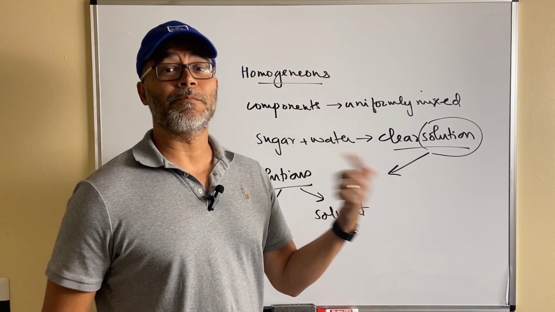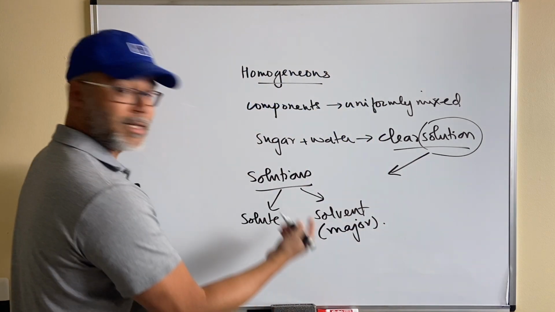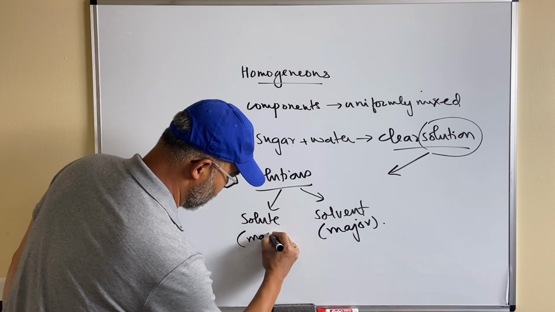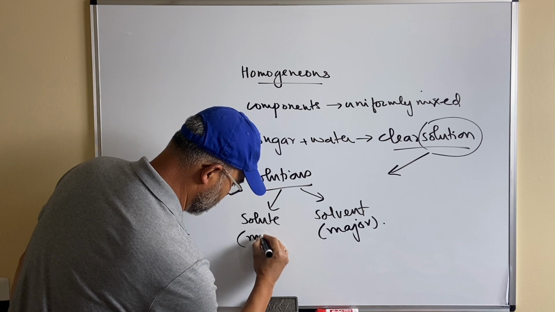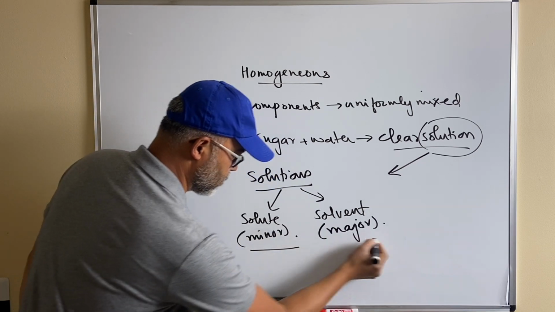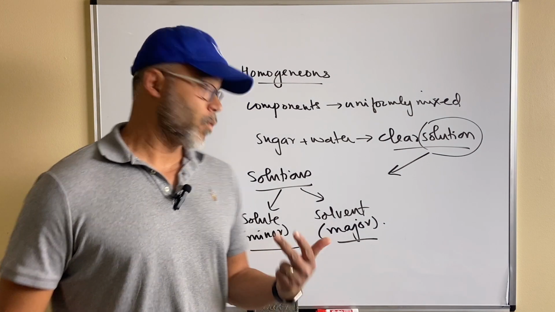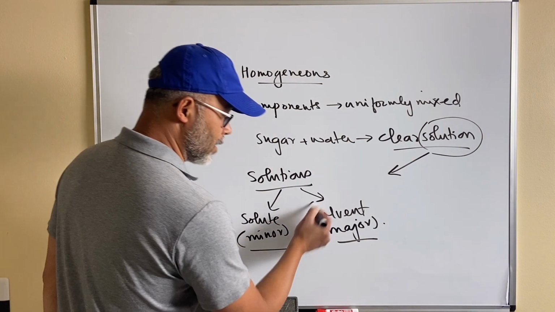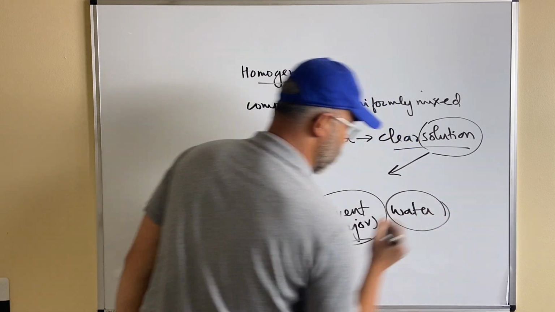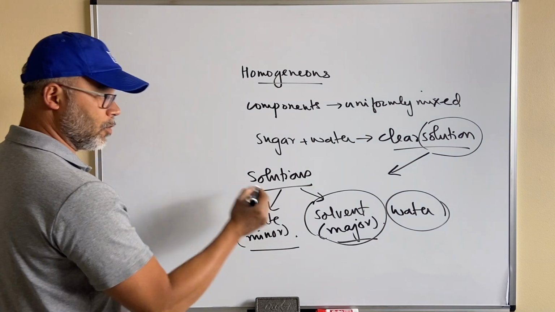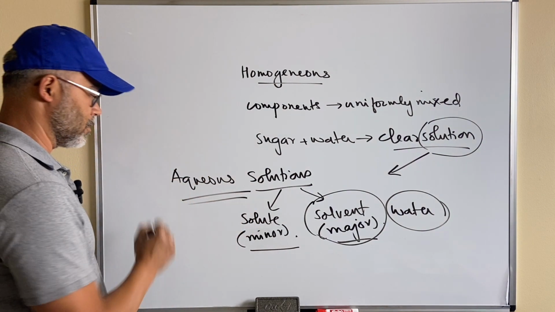The solvent is the one that's major. So the one that is the most in solution is the solvent, and the solute is the minor component. Now, we're going to focus our discussion on solutions where the solvent, the major component, is water. Solutions where the major component is water are called aqueous solutions.